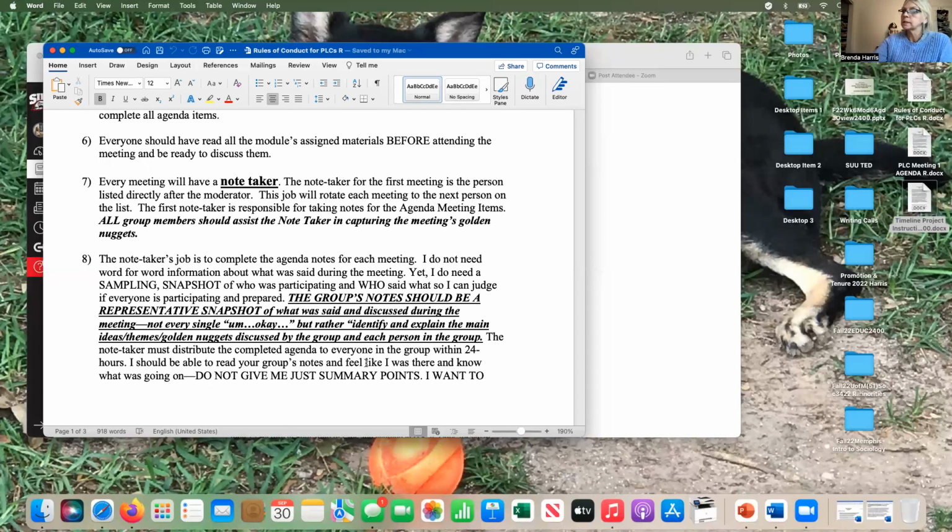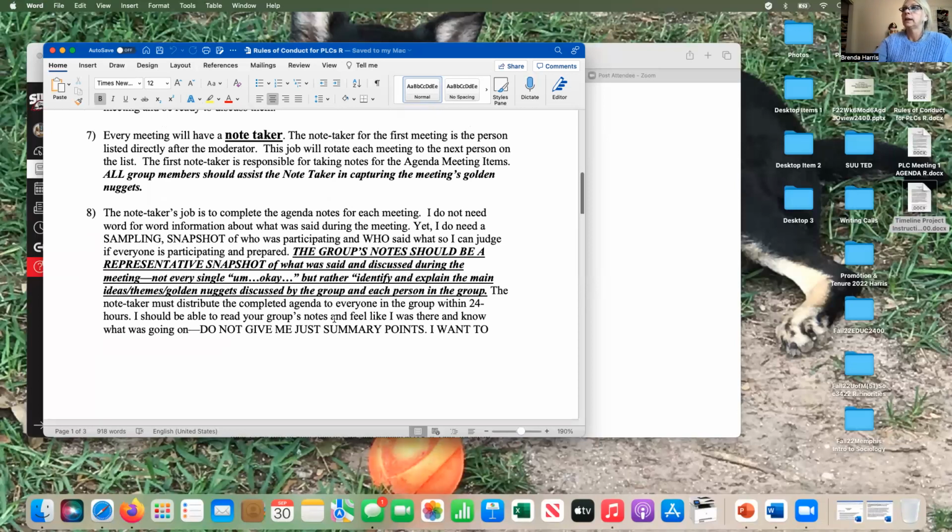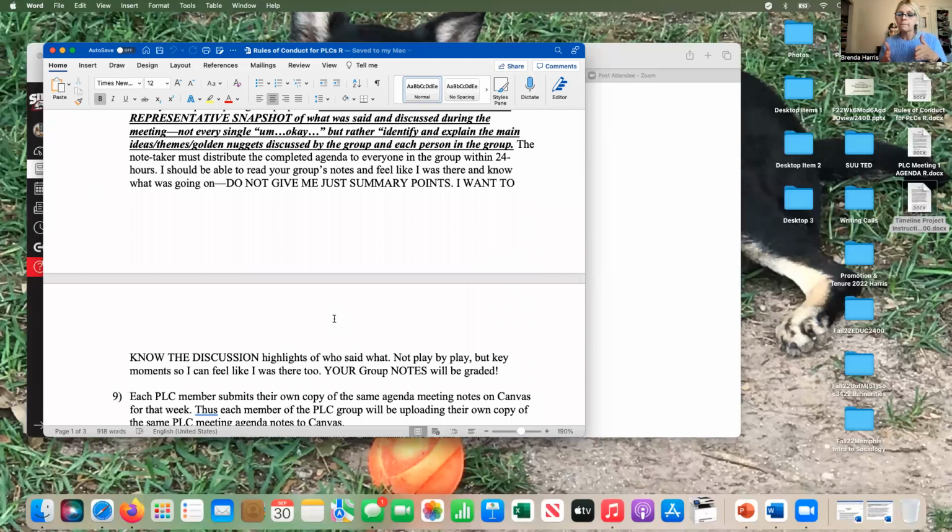I don't want just summary points. I can't delve into what you talked about if you just give me one-line summaries. I don't know what that discussion was like. So I need to be able to read your notes and get a sense of who said what and who participated, what was the gist and the direction of the conversation. Okay, so you've got to hit that middle point.